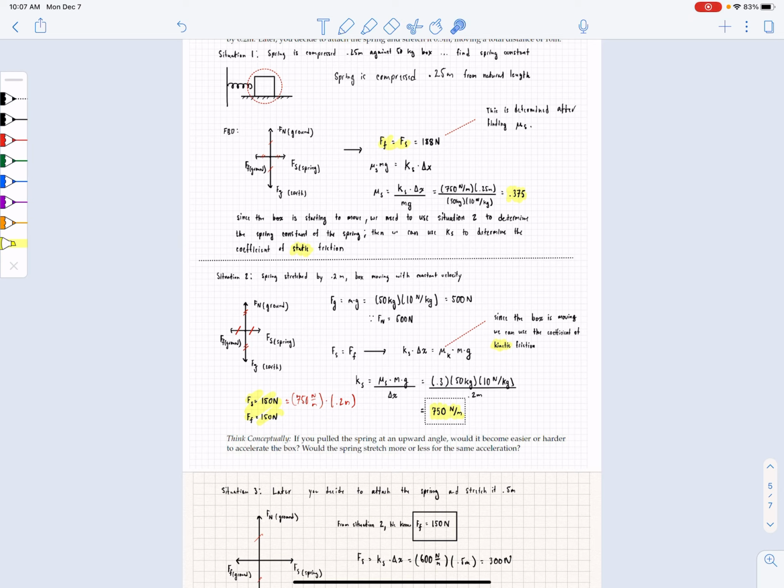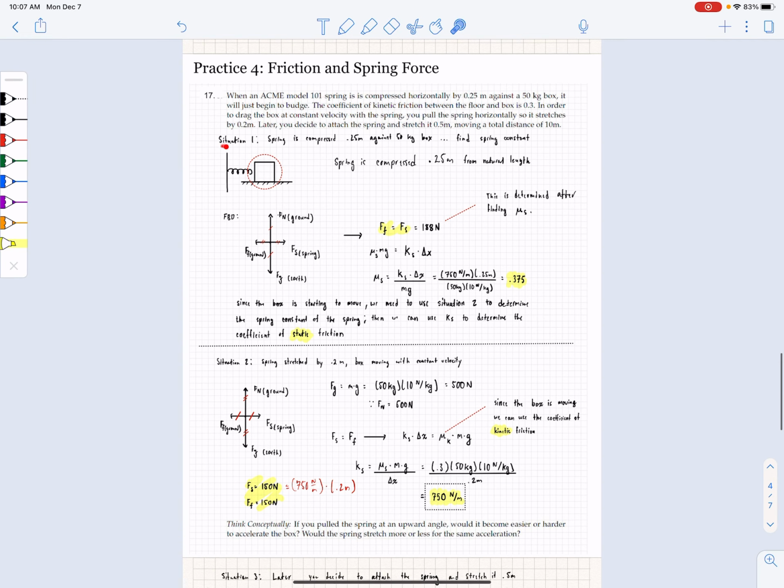So that is really how you start this problem. You start with situation 2, recognizing you have a balanced force situation, constant velocity. You can determine the spring constant of the spring. Then you can come back to situation 1, and we're going to be looking for the coefficient of static friction of the box. Okay, a number between 0 and 1 that is unitless in nature.